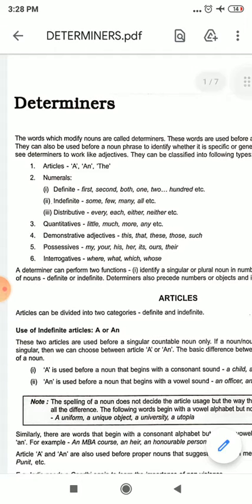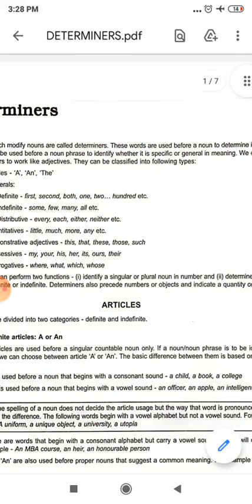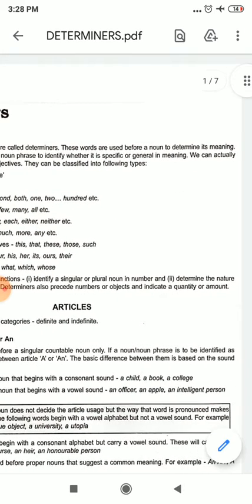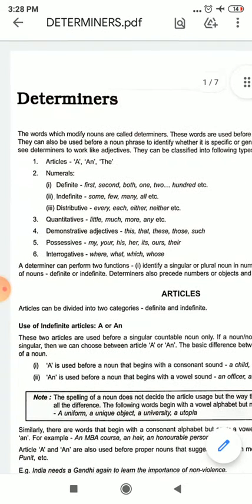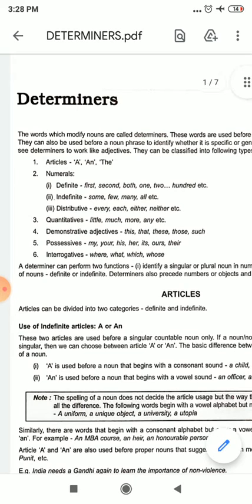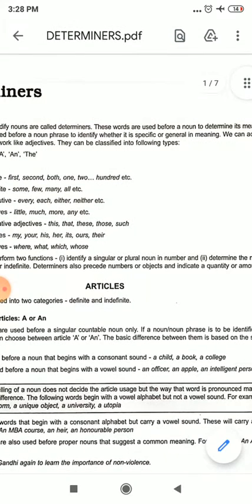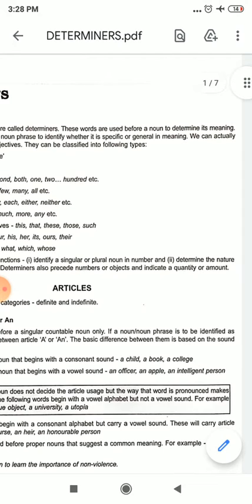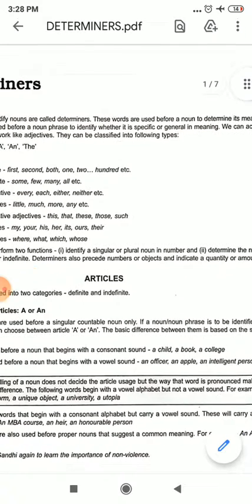So these all are the types of determiners. A determiner can perform two functions. Number one, identify a noun as singular or plural in number, and determine the nature of the noun, definite or indefinite. Determiners also precede numbers or objects and indicate a quantity or amount.